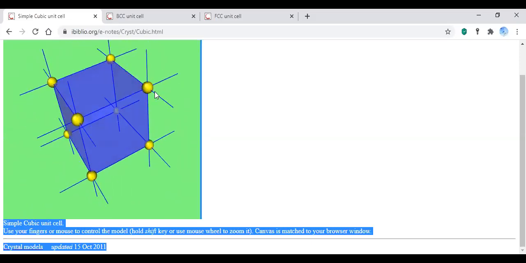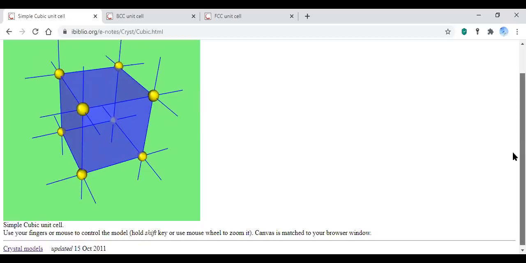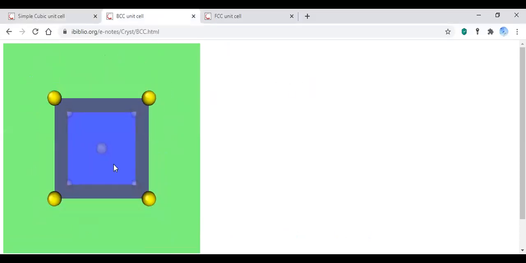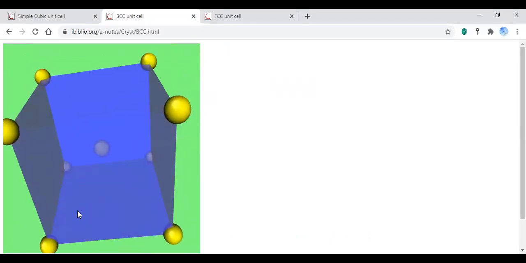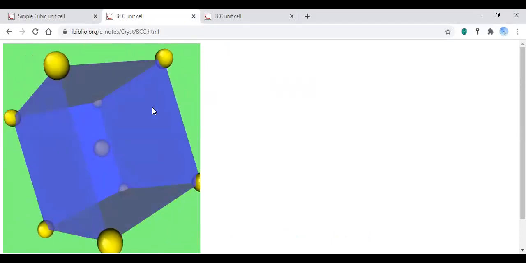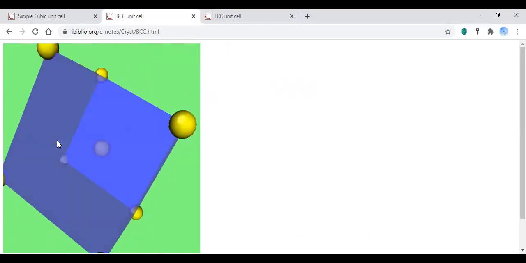Now we'll go with the continuation of the next crystal system, which is BCC. Now you observe the BCC 3D model also. Then we'll go for its calculation part. Now, if you look at body-centered, we know that in a body-centered unit cell there are 8 corner particles, and the contribution of the corner particle will be the same, 1 by 8.